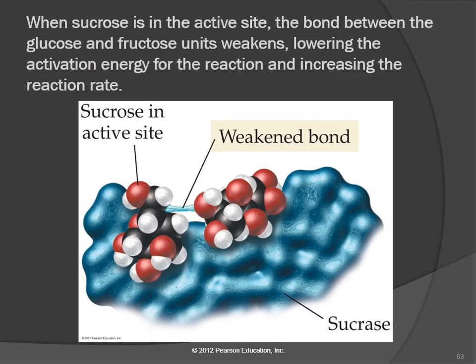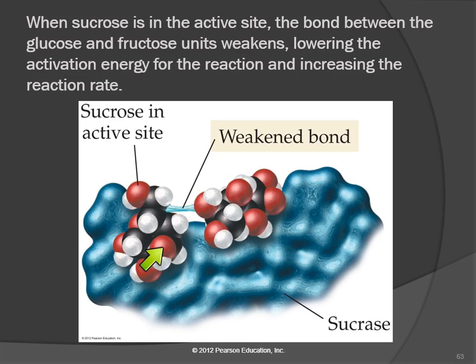The way it does this is the enzyme has what's called an active site. And so the sucrose molecule, here's the two pieces of it, and it's bonded here. It comes in and docks. It's almost like a spaceship docking on the Death Star or something. It comes in and it just fits in here perfectly and it goes, right?